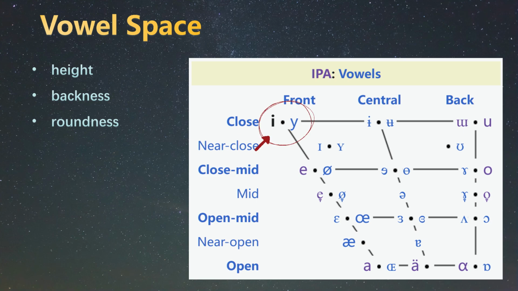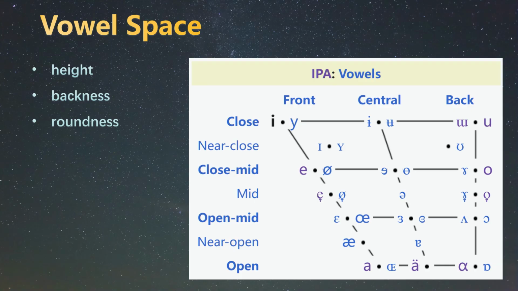Roundness is typically represented by placing two sounds side by side. The sound on the left is unrounded, while that on the right is rounded. As you can see, this forms a trapezoid shape. This trapezoid is referred to as vowel space. Let's first take a look at height. The higher up you go, the closer your mouth becomes. Therefore, you can see that i is positioned at the topmost point.